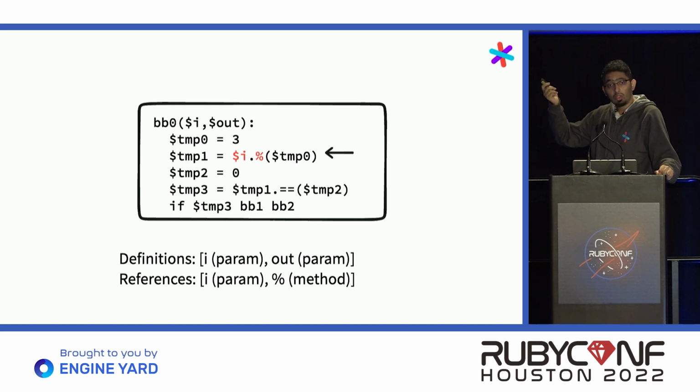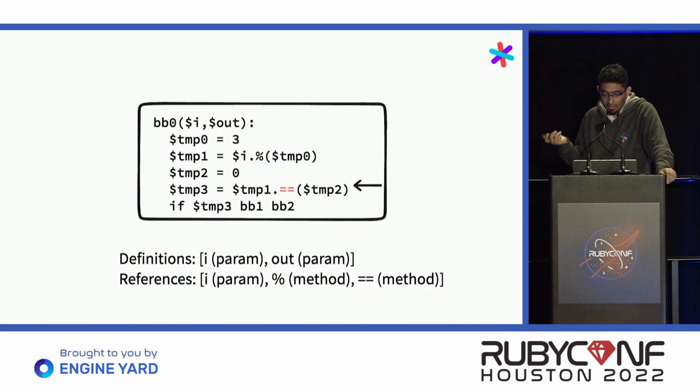And essentially, we just repeat this process where we ask, okay, is this a method call? Look at the receiver, look at the arguments, look at the method itself. Look at the left-hand side. In this case, all the left-hand sides are temporary, so it doesn't matter. And then when we get to the fourth instruction, we'll see, oh, there's an equals equals, so we need to emit an extra reference for that.